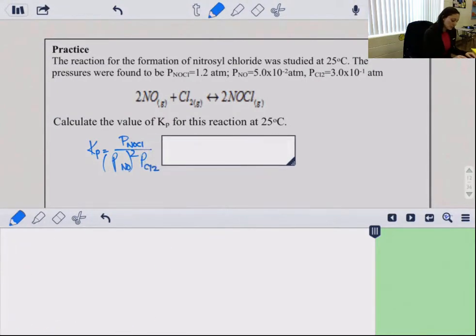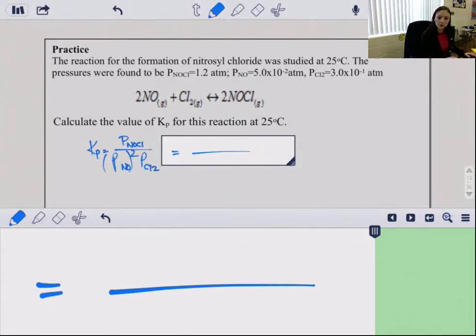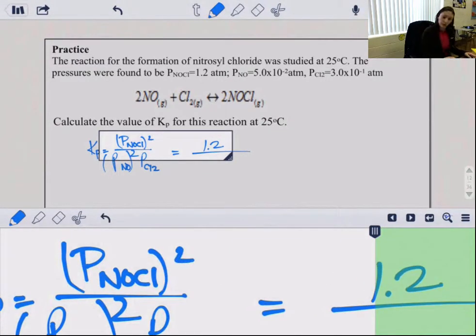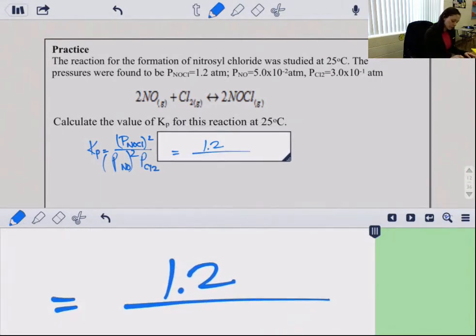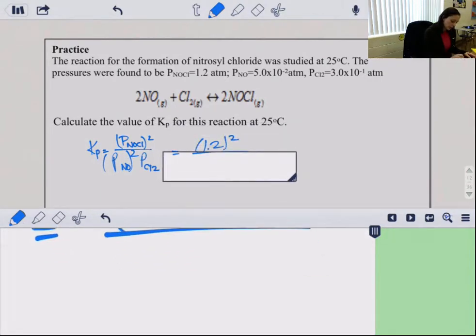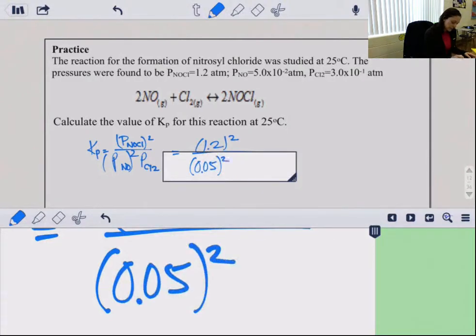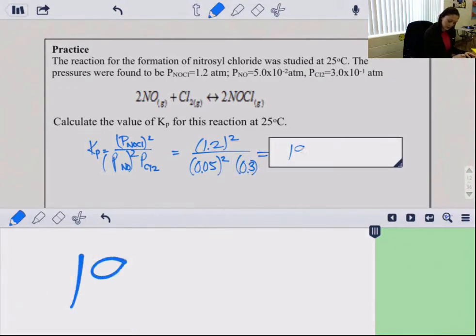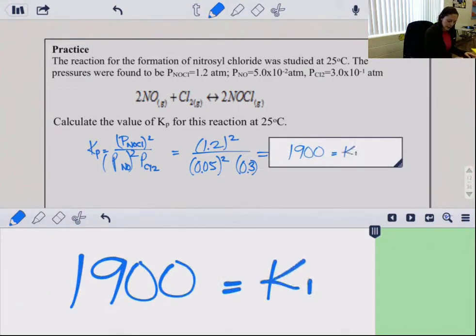All I'm going to do is plug my numbers in. So I'm going to have the NOCl over the NO and the Cl2. NOCl's pressure was 1.2. Oh, sorry, I forgot the other part. That has to be squared. It has a 2 in front of it as well. So then I have my 1.2, which is going to be squared, over my NO, which is basically 0.05, and that's got to be squared, times my Cl2, which is basically 0.3. And then all I got to do there is solve. And I should get 1,900. And that is my Kp.